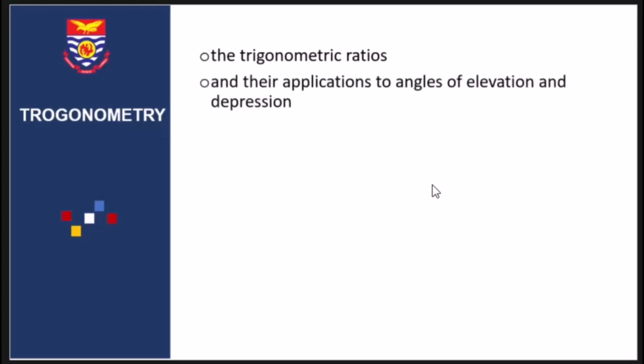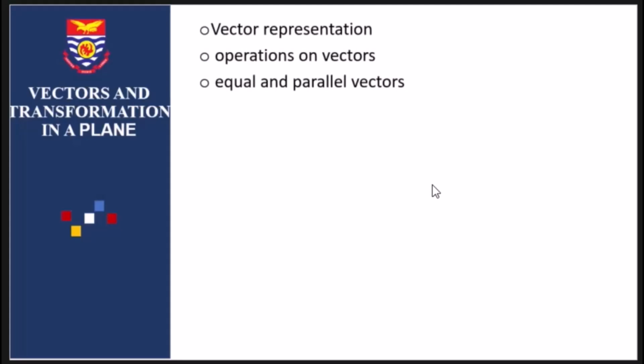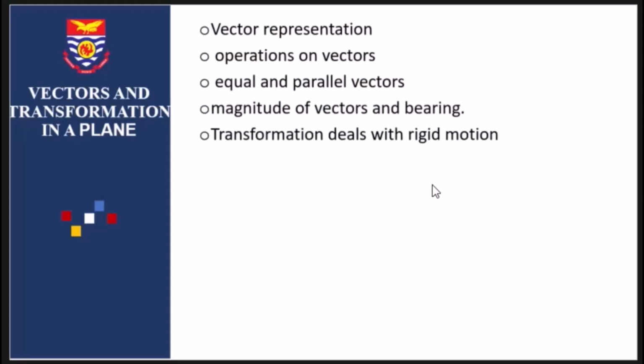Drawing and interpreting of graphs of trigonometric functions. And then we look at vectors and transformation in a plane. And areas covered include vector representation, operations on vectors, equal and parallel vectors, magnitude of vectors and bearing, transformation, which deals with rigid motion, enlargement, and finally scale drawing and its application.